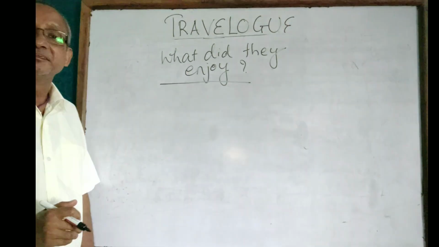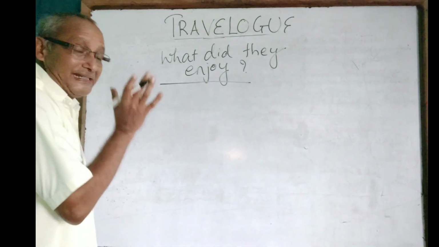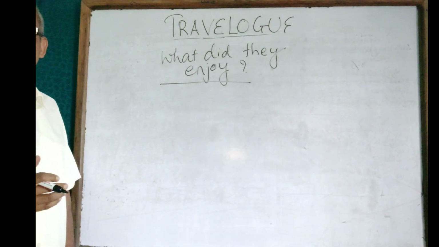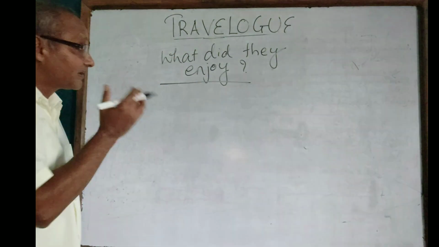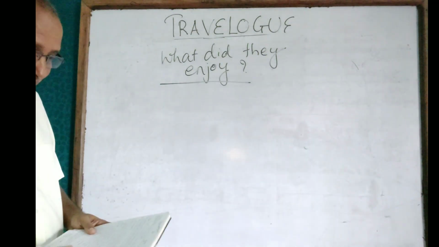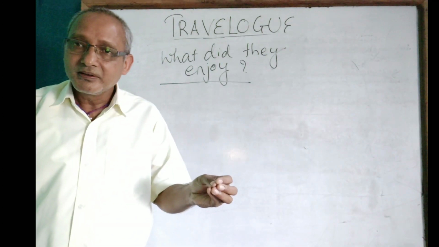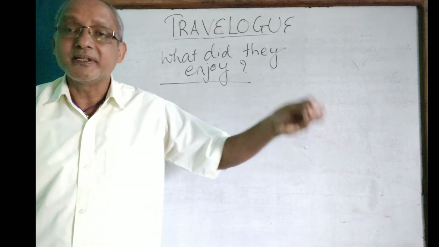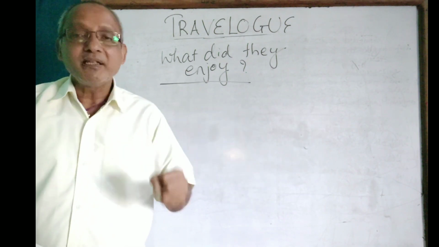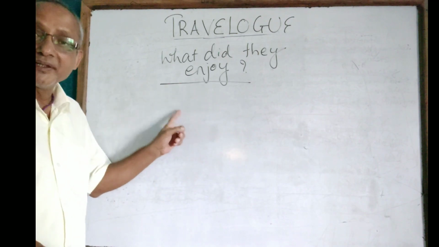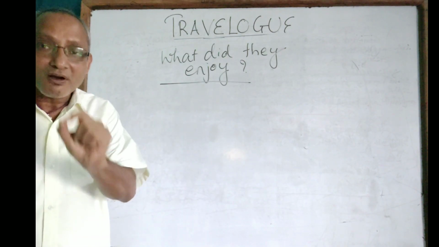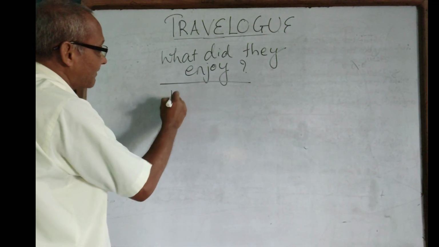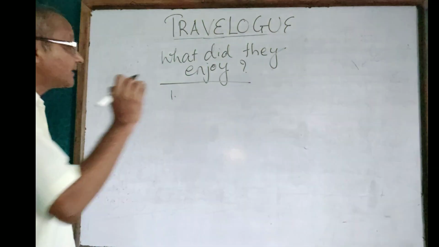Now, the end part of the story, what did they enjoy? It is very clear that when we go to a certain place, we would like to enjoy going to that place, enjoying something out of it, and of course the writer enjoyed. And what she talks about in particular are, number one, the dances.